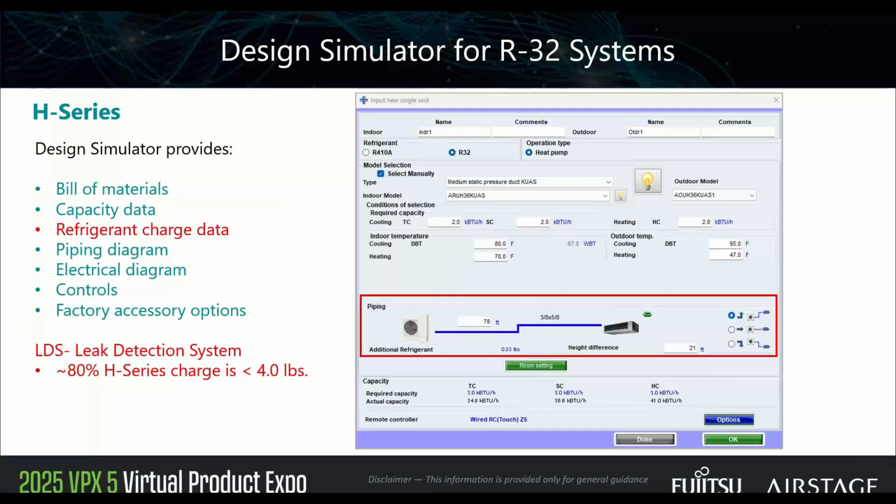So the point here is Design Simulator fully supports H-Series systems, where we can input our piping lengths and come up with the charge. Now, if you notice the bottom bullet point there, about 80% of our H-Series systems have a charge that's 4 pounds or less. So for a majority of our systems, we won't even have to worry about ASHRAE's standard compliance when they have 4 pounds or less of refrigerant. So you can wipe your forehead there and remove some of that sweat and anxiety.